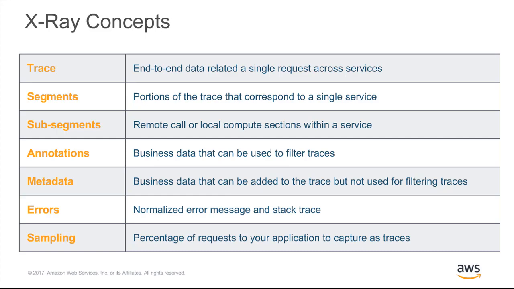The fourth concept that we have here is the concept of annotations, and I think this is fairly powerful in terms of what it enables customers to do. So annotations are essentially business data that you can attach to a trace as a key value pair. The key can be a string, and the value can be a bool, int, or a string. And the value in annotations is that they are indexed, and they allow you to search for transactions based on a specific value for annotation.